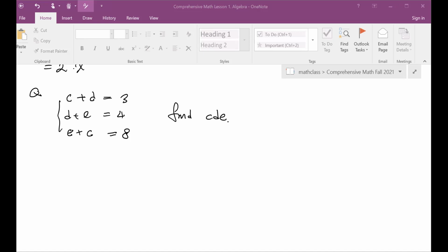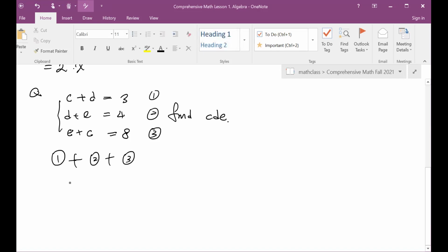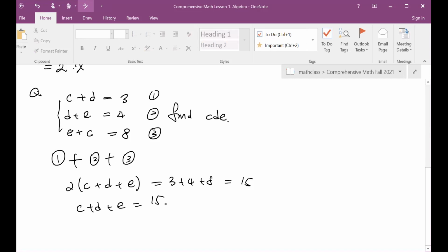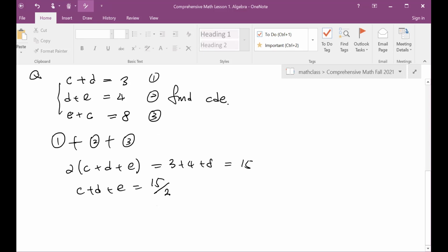All right, so the quickest way is by symmetry of these equations: c plus d, d plus e, e plus c. That's equation 1, equation 2, equation 3. We add them together, so you get 2c, 2d, 2e, and that is 3 plus 4 plus 8, which is 15. So c plus d plus e is going to be 15 over 2. Okay, that's it. And then it's easy to find c, d, e.